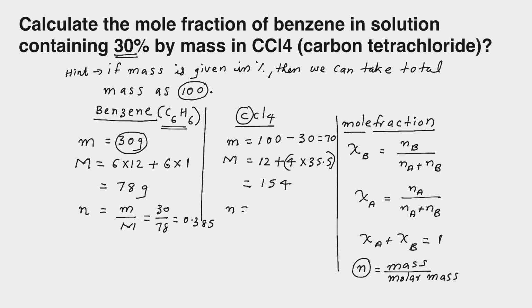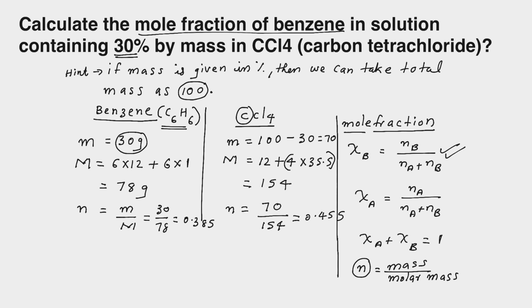Now, what is the number of moles? Number of moles is mass 70 by molar mass 154. So, what is the answer? On calculating, you will be getting 0.455.